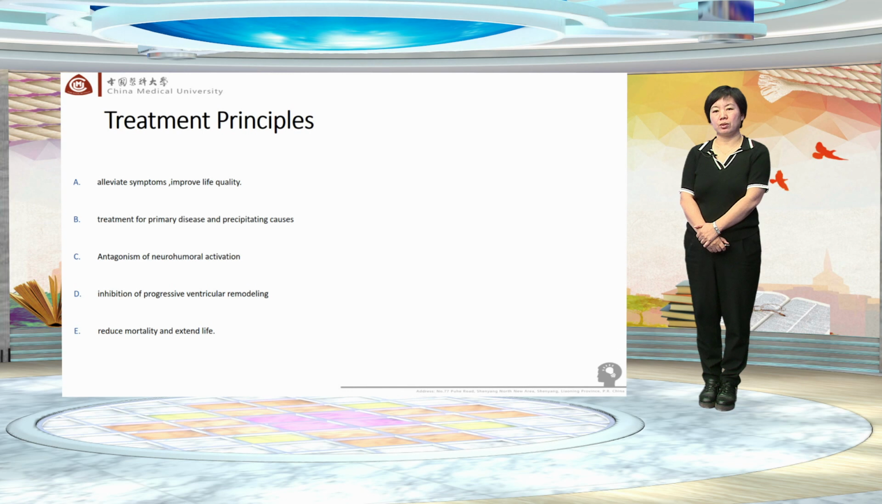Next, we need to give medication which can inhibit progressive ventricular remodeling. Finally, the final aim of our treatment is to reduce mortality and extend life.